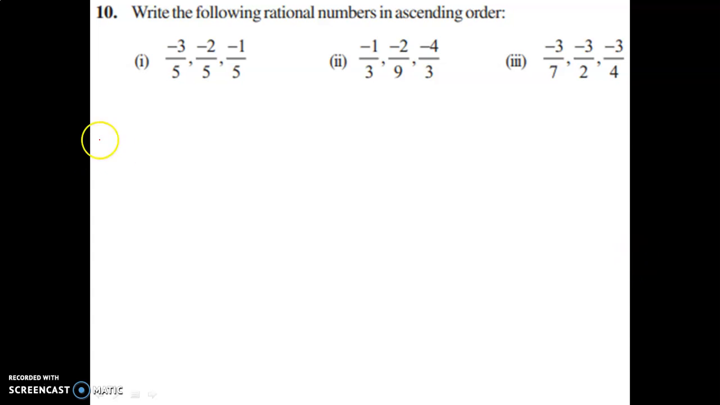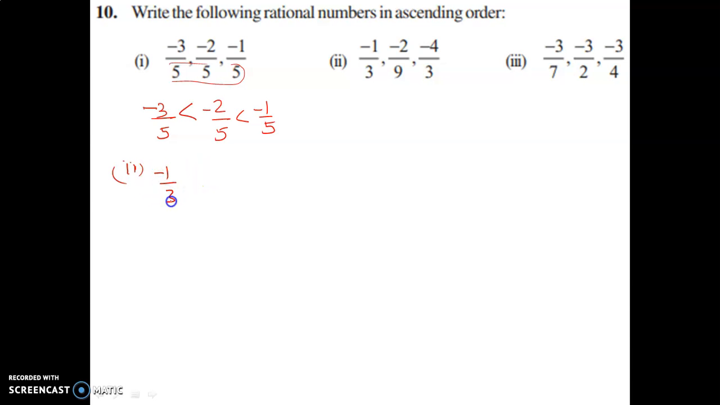Now the same model we have to arrange now. Are you ready? Okay. Now here we don't have any difficulty because all these denominators are equal. Ascending in the sense small to big. So which is smaller? Yes, it's already there. Minus 3 by 5 is lesser than minus 2 by 5, which is lesser than minus 1 by 5. Directly we wrote the answer. Coming over to the next question, second question, third you will do. Okay children?